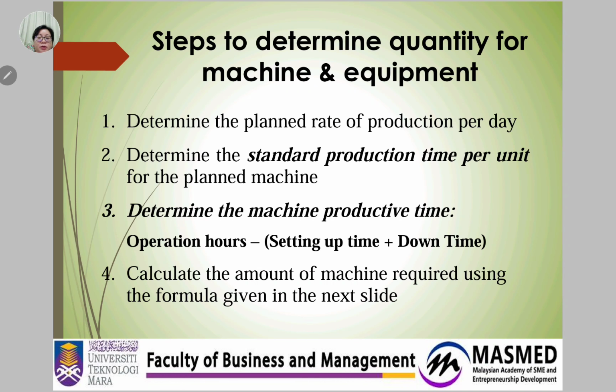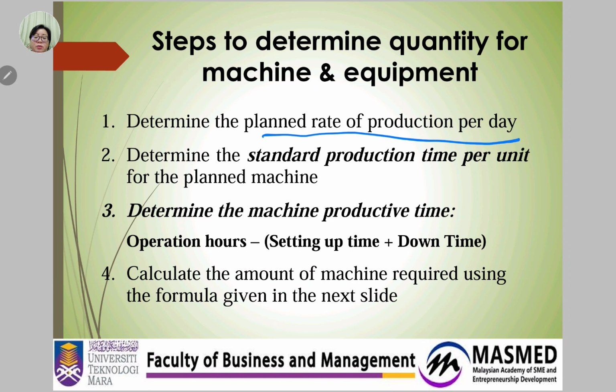Once you have determined the planned rate of production per day, determine the standard production time per unit. Now based on this number here, the planned rate of production per day can be seen based on the calculation that you've made earlier in your process planning. In the process planning calculation earlier it was 70 units of sandwiches per day, if you remember that. So to determine the machines needed, assuming that it's not sandwiches, assuming that you were to produce a cake, 70 units of cake per day, the machine in question here would be the oven.